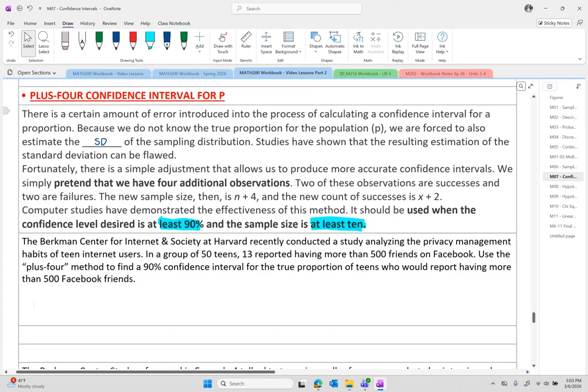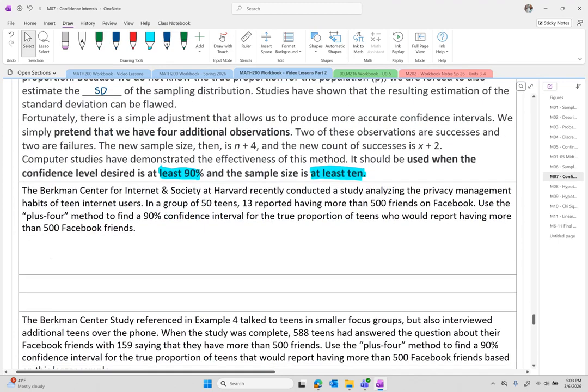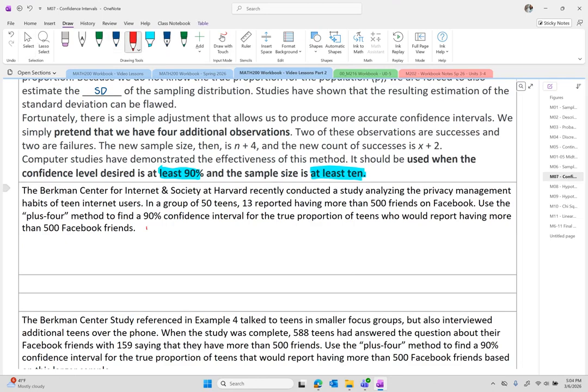So let's try to do that example. The Berkman Center for Internet and Society at Harvard recently conducted a study analyzing the privacy management habits of teen internet users in a group of 50 teens. 13 reported having more than 500 friends on Facebook. Use the +4 method to find a 90% confidence interval for the true population of teens who would report having more than 500 Facebook friends.